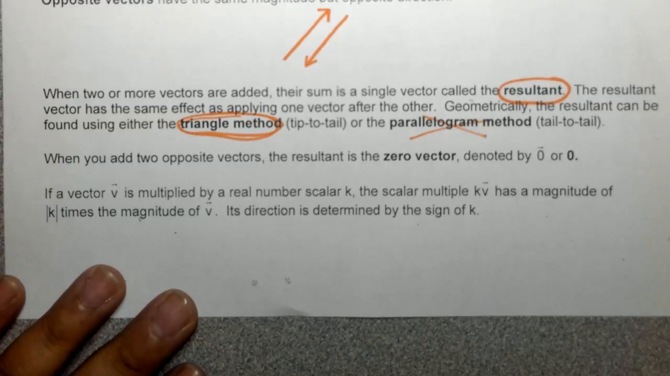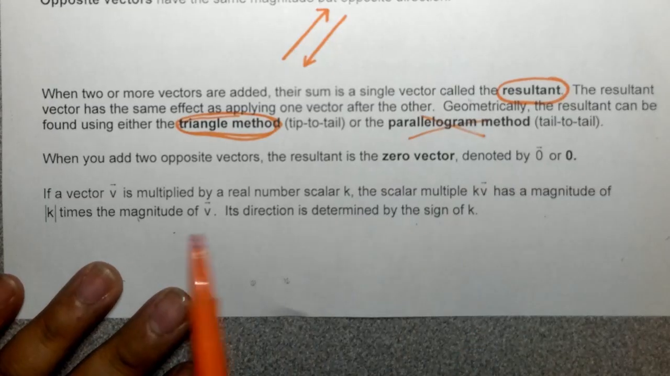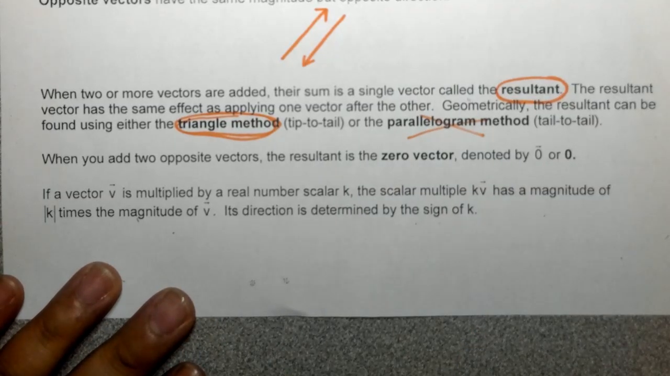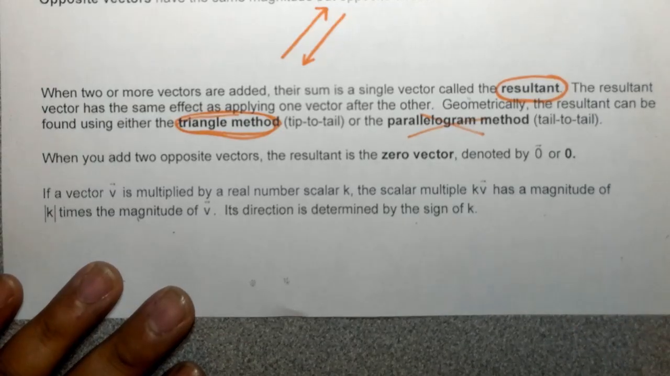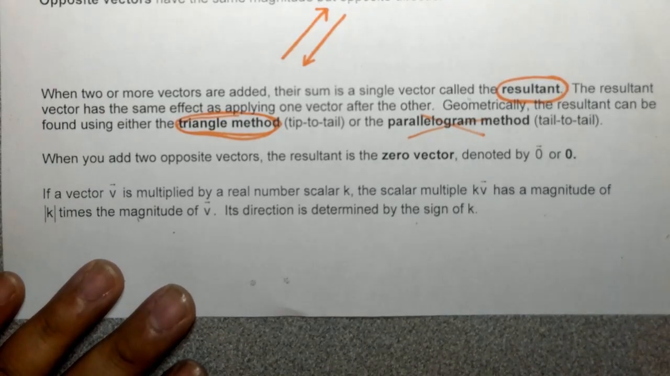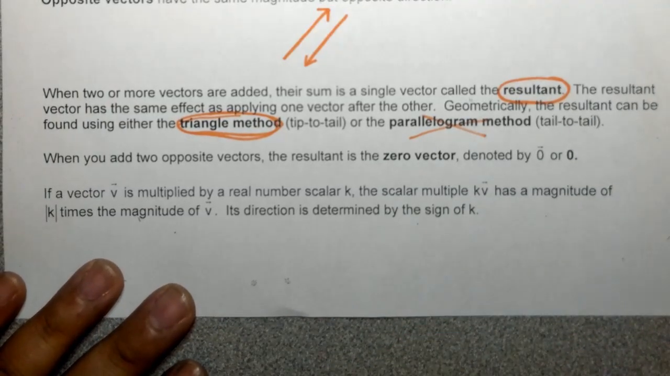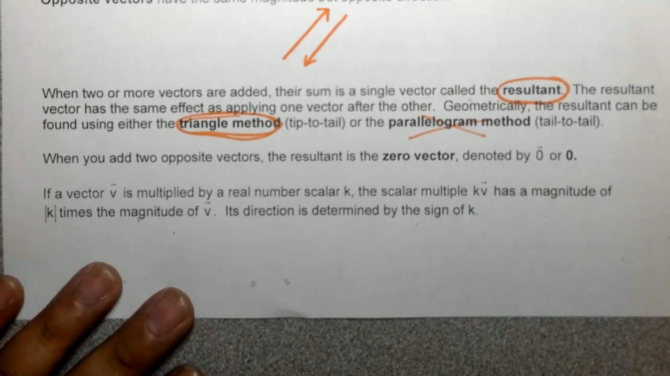When you add two opposite vectors, the resultant is a zero vector, denoted by vector 0 or just 0. And then if vector v is multiplied by a real number scalar k, the scalar multiple k vector v has a magnitude of the absolute value of k times the magnitude of v. I know I'm just reading this and you're like, yeah, sure, got it. We're going to get to that on the back, and what I'm reading will be explained.